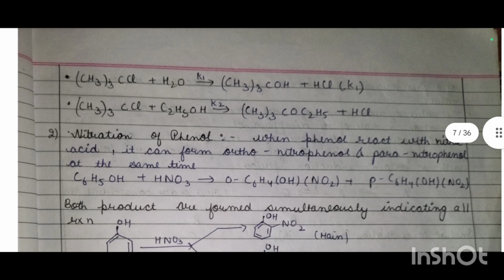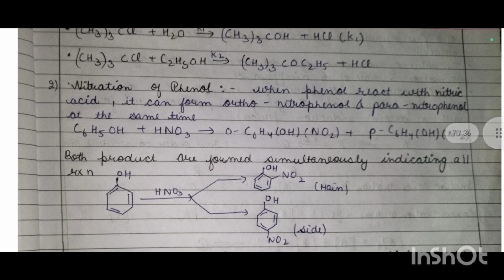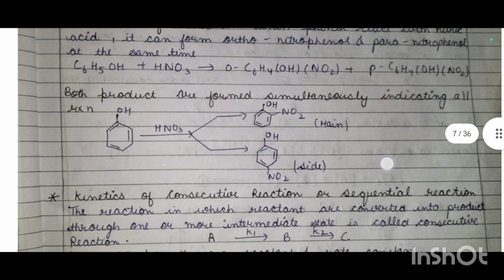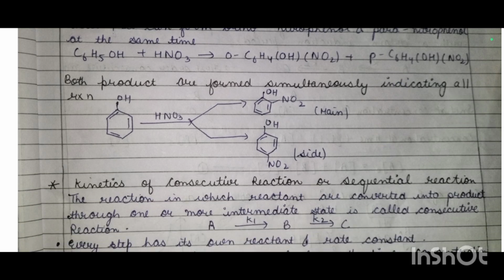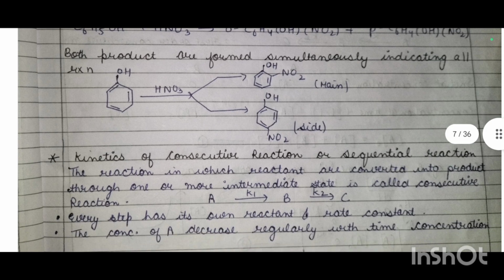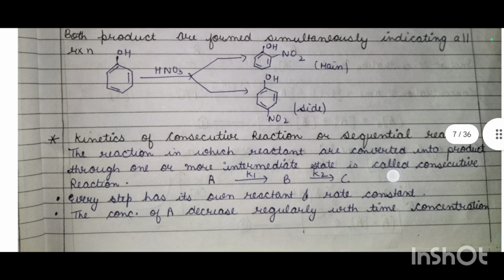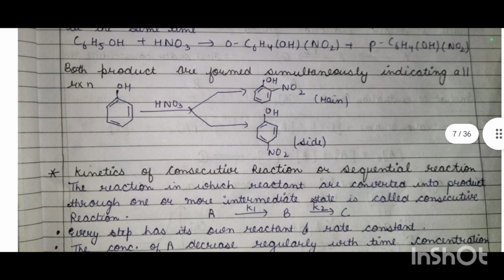Nitration of phenol. When phenol reacts with nitric acid, it forms ortho-nitrophenol and para-nitrophenol at the same time. Both products are formed simultaneously in parallel reactions, and the ortho product is the main product and the para product is the side product.